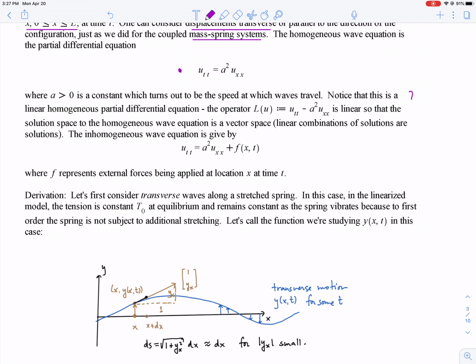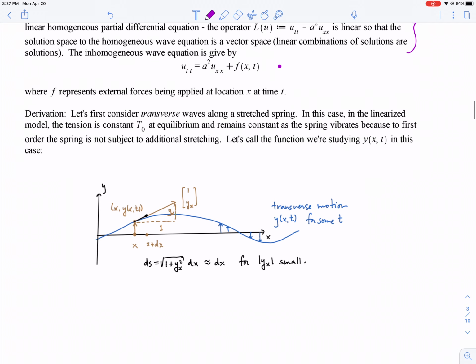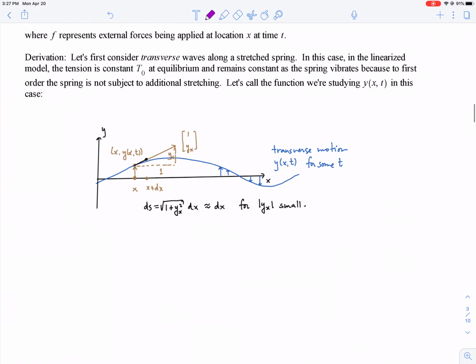Okay, so we already talked about the fact that it's a homogeneous linear partial differential equation. You could totally study the forced wave equation, which is non-homogeneous, but we don't have time to do that in this class. Okay, so here is the setup. Let me do a little bit of preliminary work here.